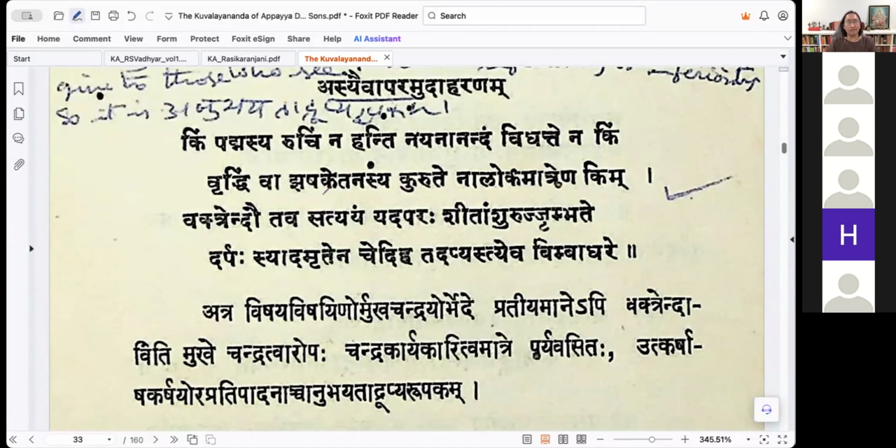So, Kim Padmasya Ruchim Nahanti, Vaktrendau Tava Vaktrendau Sati, Ayam Yat Aparaha Shitamshuhu Ujrumbhate. So ayam tava vaktrendau, because your face, your moon face is present here. It is the same pattern here, the same mukhendu. So vaktram eva induhu, vaktrenduhu. So tava vaktrendau mukha chandraha atra asti.